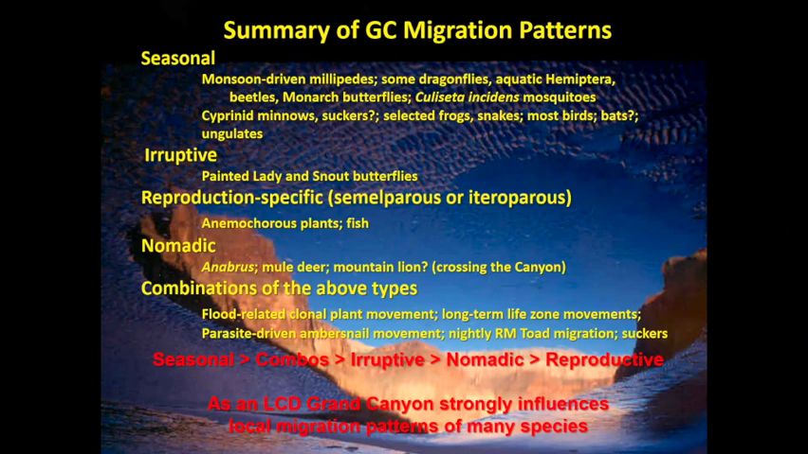Seasonal migrations are more common than combined forms, more common than eruptive migrations, and more common than nomadic or reproductive migrations in the landscape. But as a large, deep canyon, Grand Canyon strongly influences the local migration patterns of many of the species in its landscape.